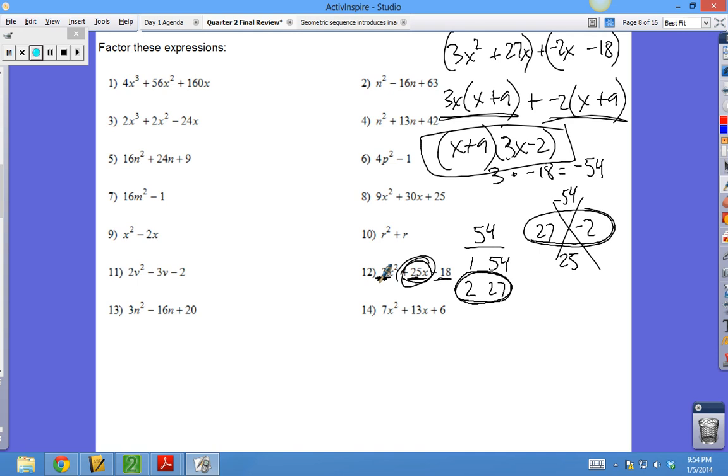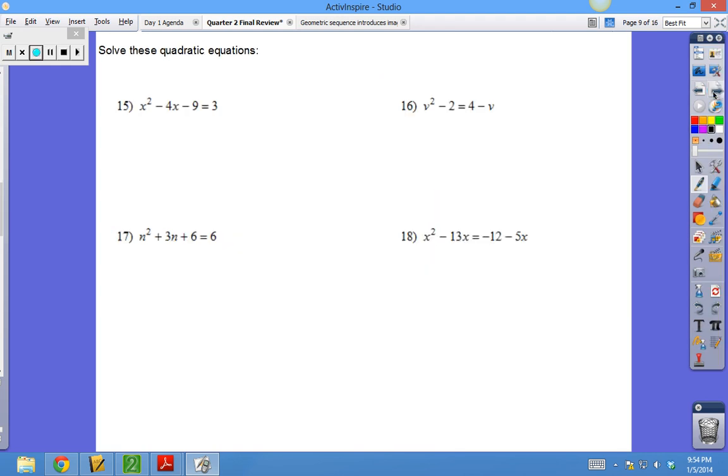Okay, last one, let's look at maybe something like 10. If you've got r squared plus r, they both have something in common. Divide them both by r. So 10 looks like that. 9 looks like that too. Solve the equations. Okay, 16 and 18. Let's do 16 and 18.